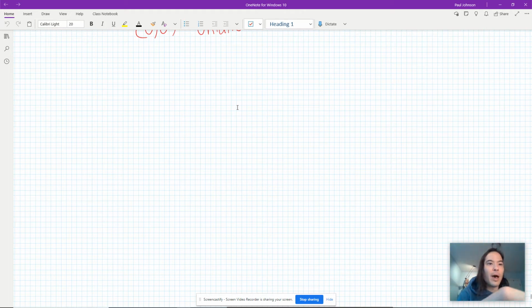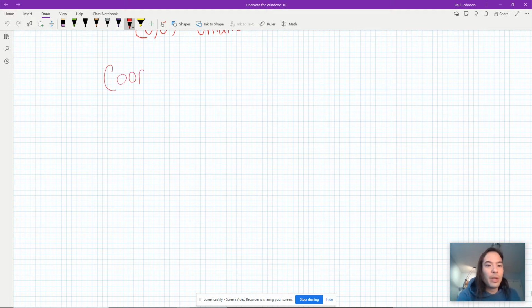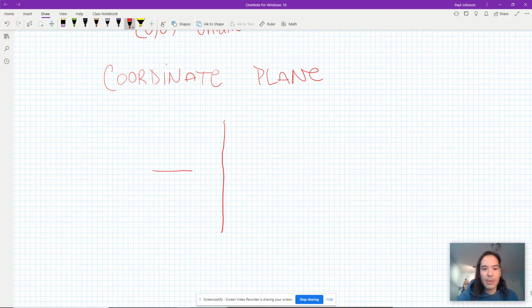All right. So first off, we are talking about the coordinate plane. Remember, coordinates are like a location. So a coordinate plane is basically like a map. Remember, the coordinate plane is made up of two parts.